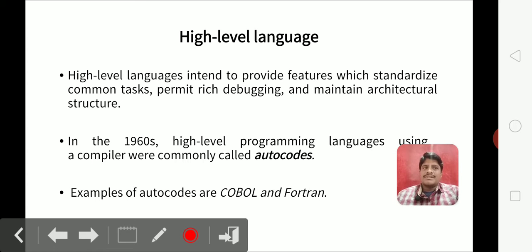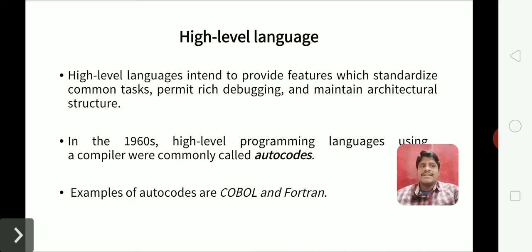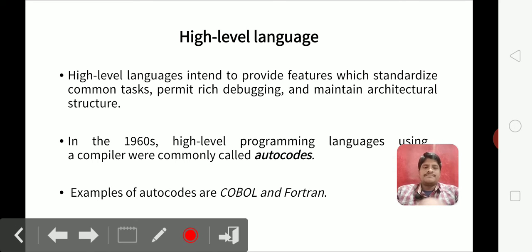So it gives standardized common tasks, which also helps in debugging errors. If you have any errors, you can easily debug, and you also maintain a proper structure. In the 1960s, high level languages using compilers were commonly called autocodes. Examples of autocodes are Cobol and Fortran.